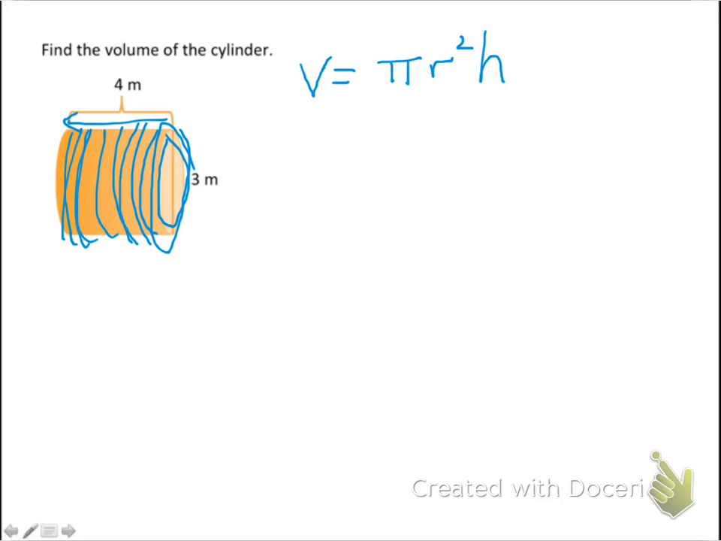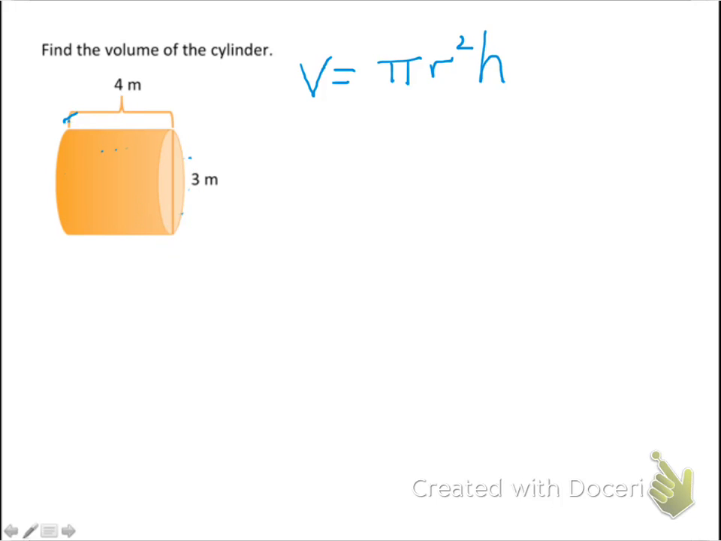Next step, plug in our numbers. Okay, I'm going to erase this so we can see our diagram a little bit clearer. I know that pi is 3.14. And then times r. In this problem though, do we have our r? I'm looking at the circle on the end here. We've been told that this distance here is 3 meters.